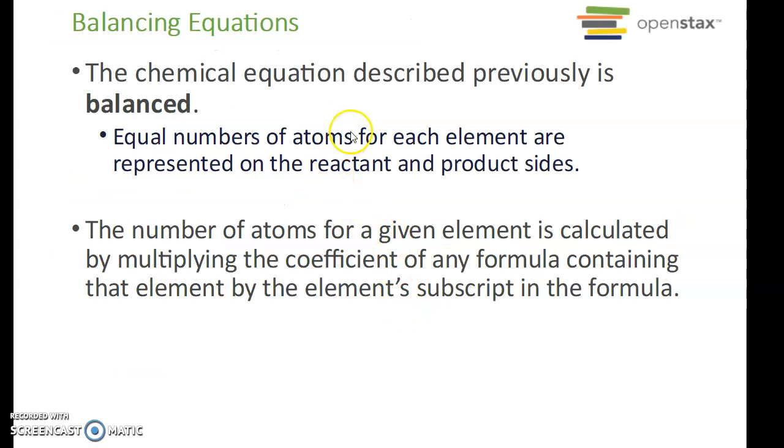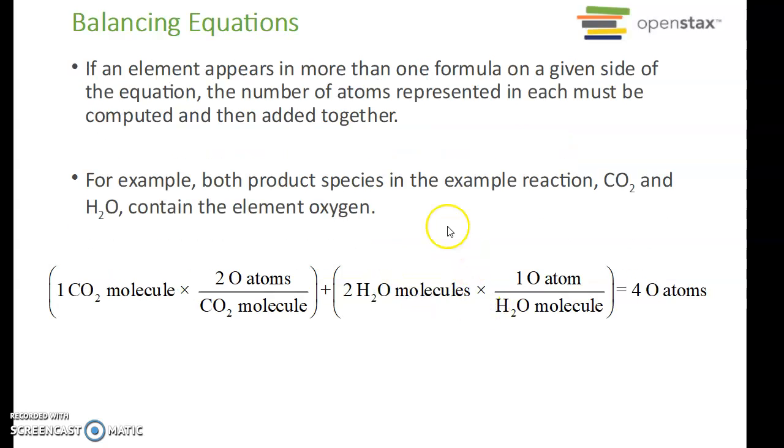A chemical equation described previously is balanced. In other words, there are equal numbers of atoms for each element represented on the reactant side and on the product side. The number of atoms for a given element is calculated by multiplying the coefficient of any formula containing that element by the element subscript. If an element appears in more than one formula on a given side, the number of atoms represented in each must be computed and added together.